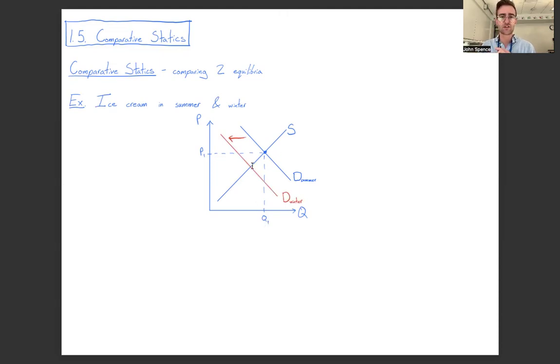Note that after demand shifts left, we're at a new equilibrium, a new intersection between supply and demand. In particular, we're at price P2, which is lower than price P1, and we're at quantity Q2, which is lower than quantity Q1. So in summary, demand has decreased. I think this is slightly subpar notation on my part. I think it would be better to say that demand shifts left, quantity decreases, and price decreases as well.